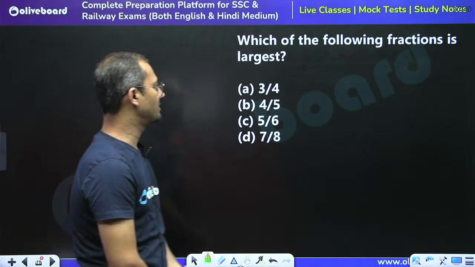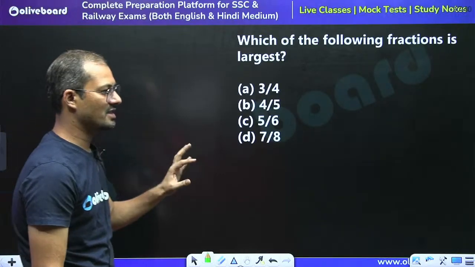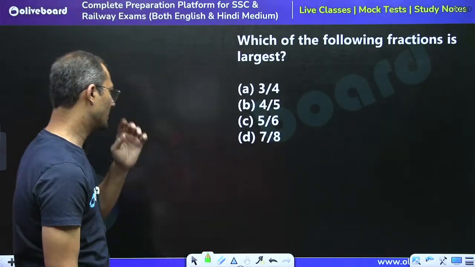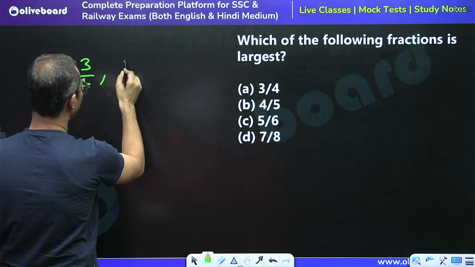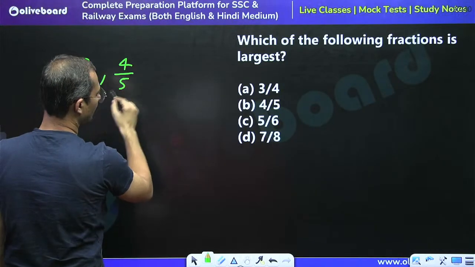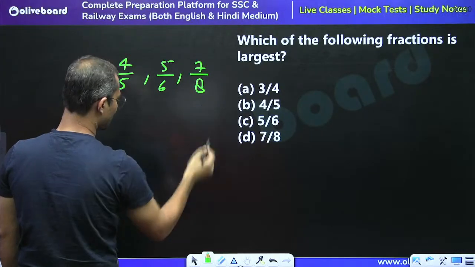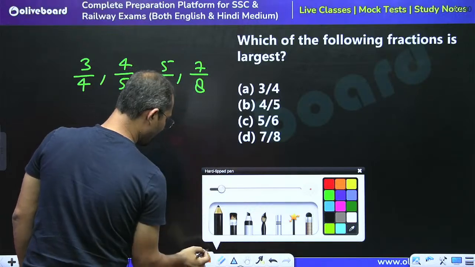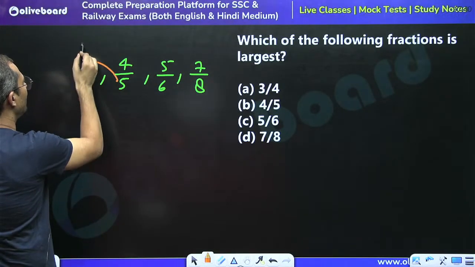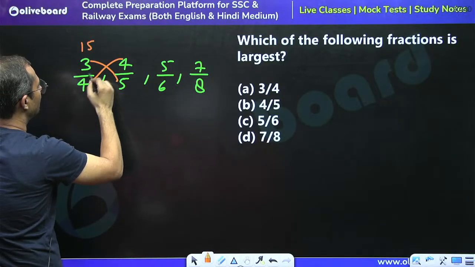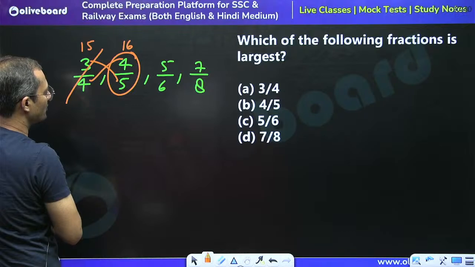Tell me which of the following fractions is largest. When we have to find the largest fraction out of the given fractions, just take each fraction step by step, like this, right? 4 by 5. Compare 2 fractions at a time and take the largest one. See, what we are doing is the cross multiplication approach. So 5 into 3 is 15 and 4 into 4 is 16. So we can say this is the largest, right?